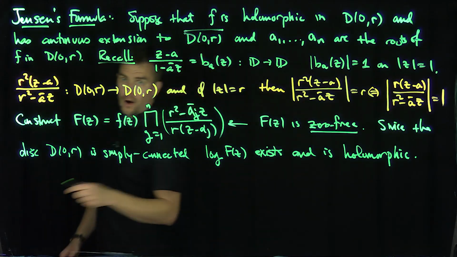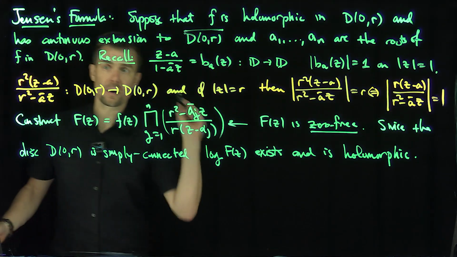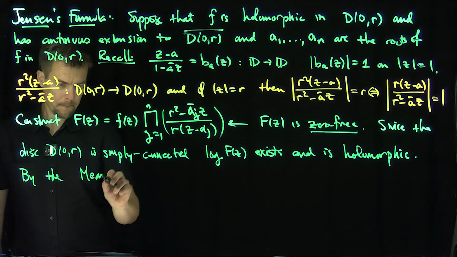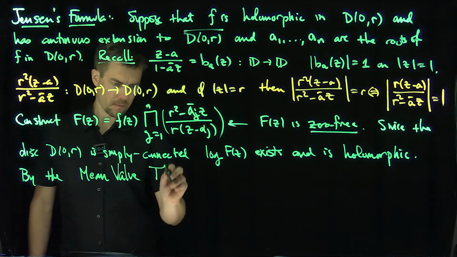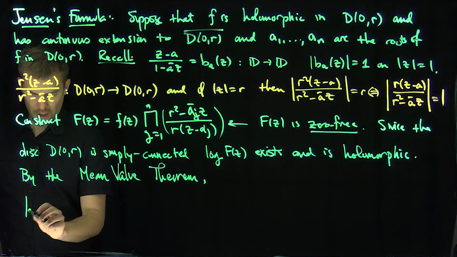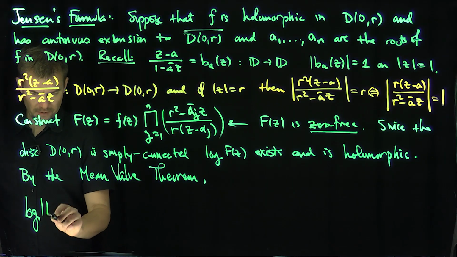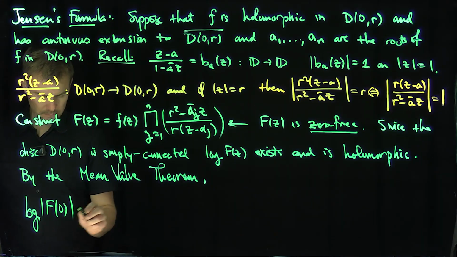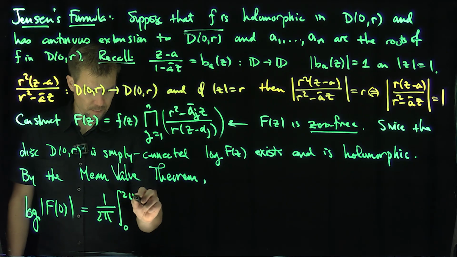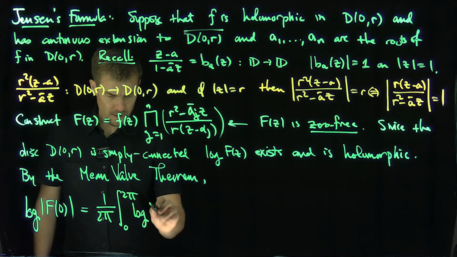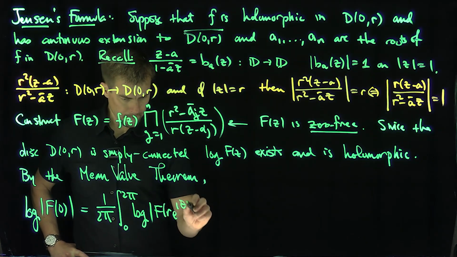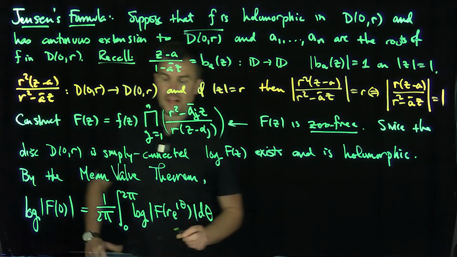Beautiful, okay? Now I'm going to apply the mean value theorem to log of f of z. So by the mean value theorem, what can we say? We can say that the log of f of 0 is equal to 1 over 2 pi, the integral from 0 to 2 pi of the log of the modulus of f of r e to the i theta, d theta. Now we can unpack this, right?